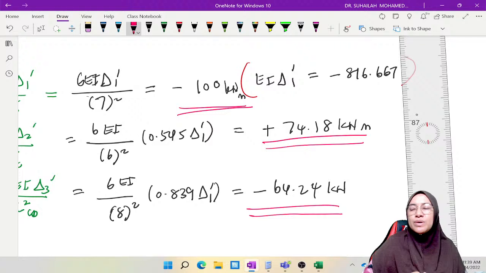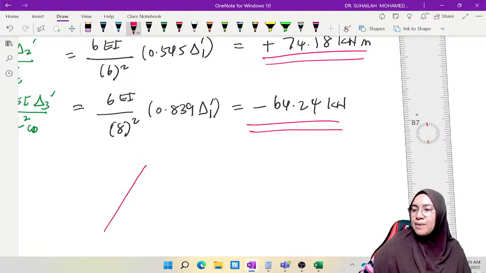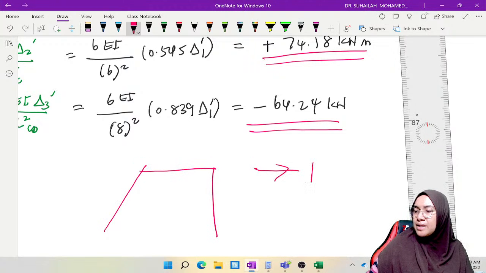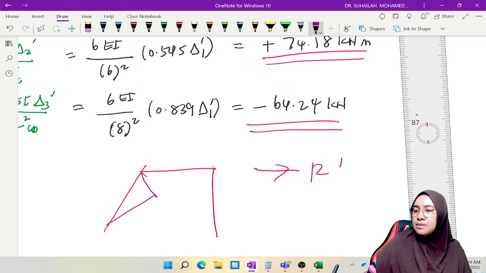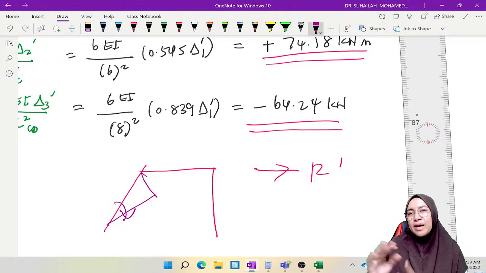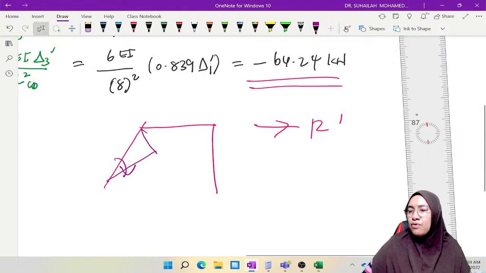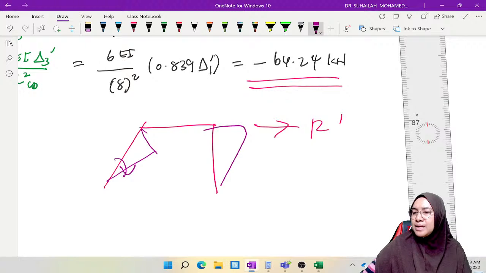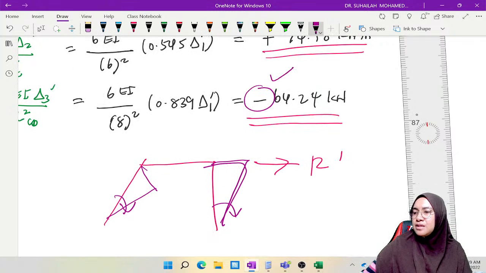Be careful with the sign, because the frame tends to sway to the right. The angle for AB is positive, so the FEM is negative, which is correct. For CD like this, the angle is positive, so the FEM is negative, which is correct.